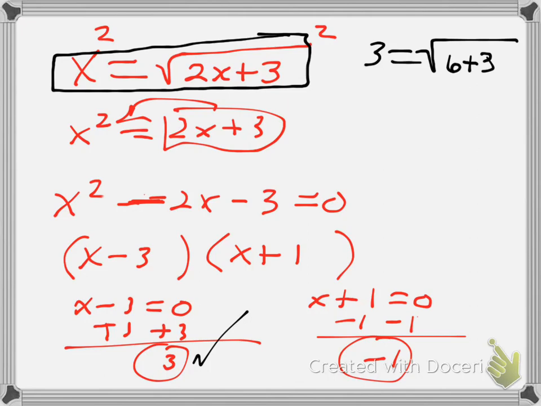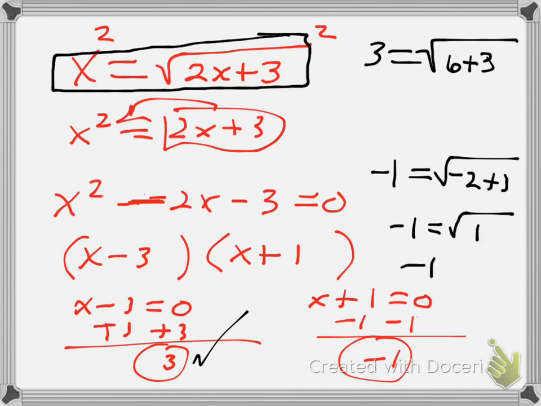So let's check this negative 1. If I substitute negative 1 in, what I'm going to see here is that I will have negative 1 equals the square root of 2 times negative 1, which is negative 2, plus 3, which in this case will get me negative 1 equals the square root of 1, which remember we only want to take the positive or the primary square root. So it's going to get me negative 1 equals 1, which we know they don't. So this one is an extraneous solution. So my only solution would be this right here.